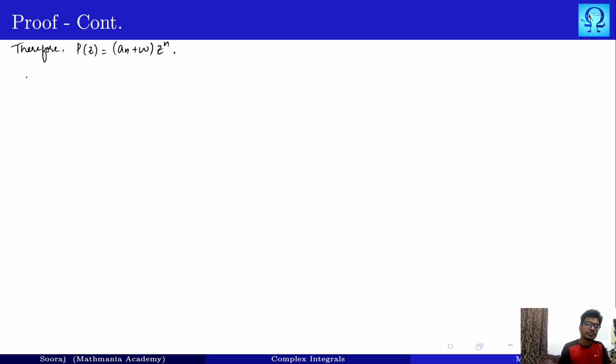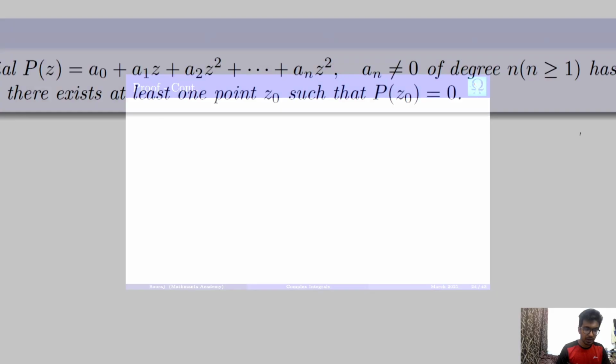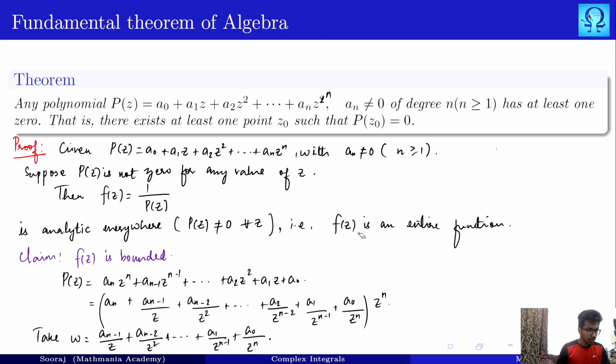So now observe, for large positive number r, we can find, okay, just a minute. So we are about to find something related to this. So here let me mark this as equation 1.